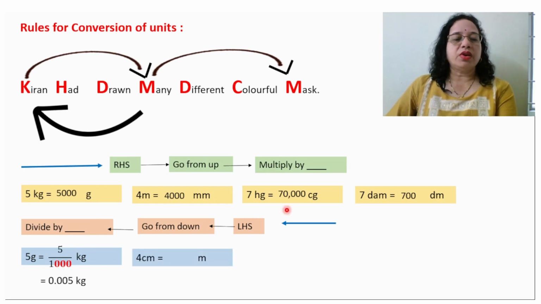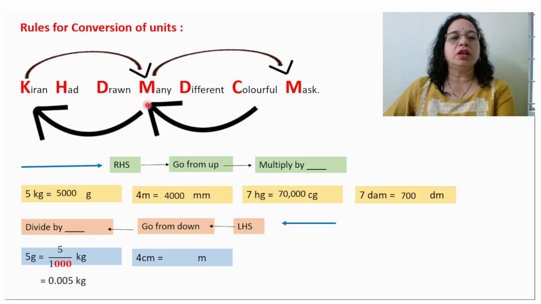Take one more example, centimeter into meter. So this is your centimeter, this is your meter. So again we will go from down, how many places? 10, 100. So we will divide by 100. So the answer will be 4 upon 100. Now, how to convert fraction into decimal? There are two zeros. So in the numerator we will leave these two places and the decimal will come. So 0.04 meter.